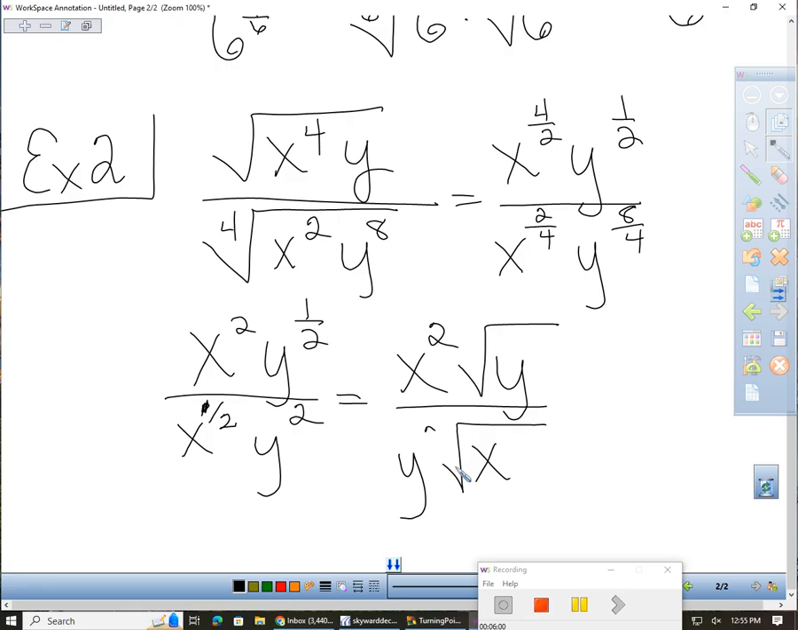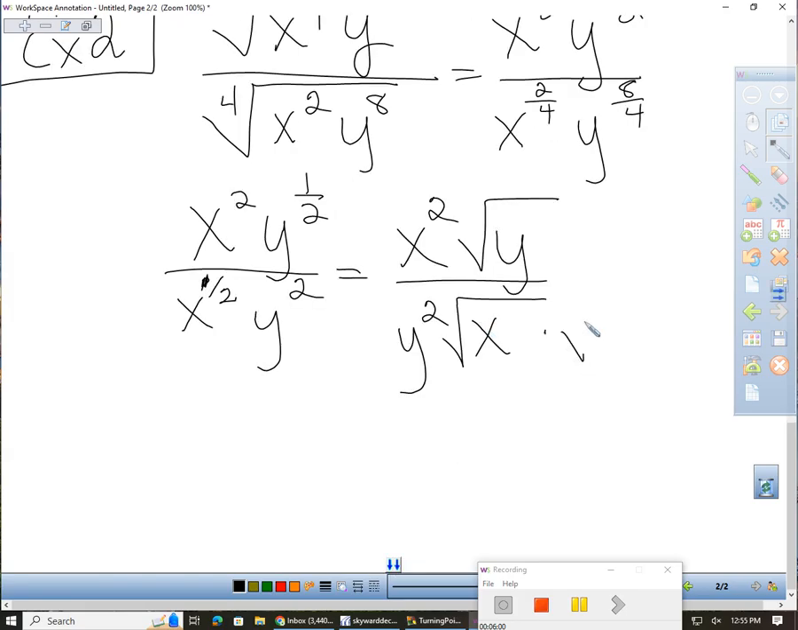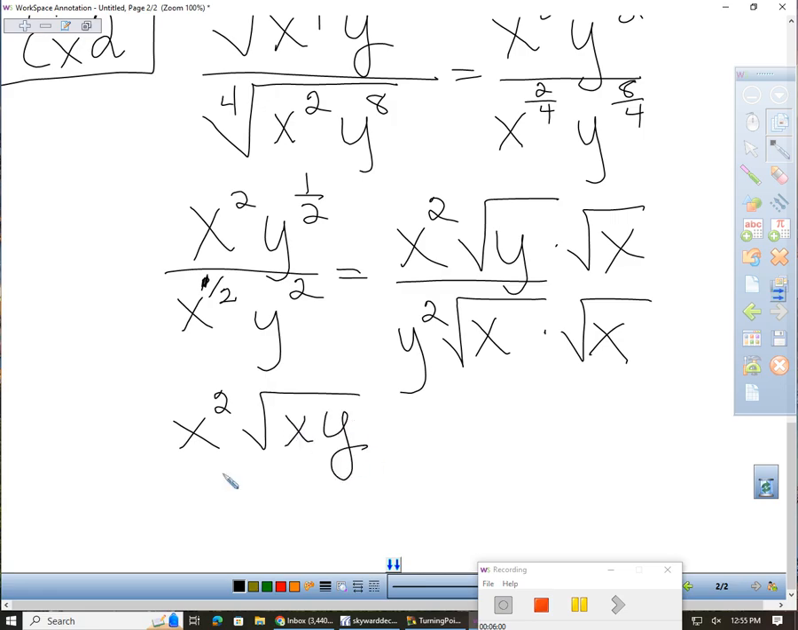Okay. So what's the last thing we have to do, Ethan? What do you think? Rationalize. So this is a square root. I have to multiply by how many more x's? Just 1. Multiply by the square root of x down here. I times by the square root of x up here. So my final answer is going to be x squared, square root, xy, over xy squared.